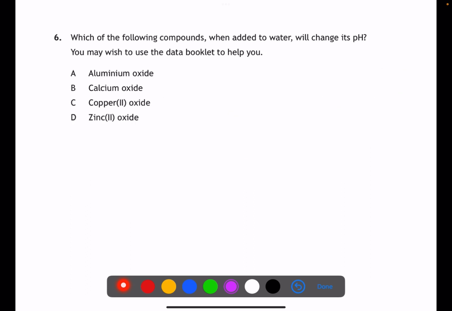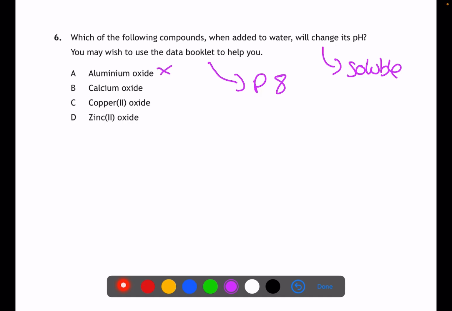Question 6. Which of the following compounds, when added to water, will change its pH? You may wish to use the data book to help you. For something to change the pH, it needs to be soluble. This means that in the data book, you need to look at the solubility table on page 8. If you have a look at the solubility table, you will find that aluminium oxide is insoluble, calcium oxide is soluble, copper 2 oxide is insoluble, and zinc 2 oxide is insoluble. Calcium oxide will therefore change the pH.